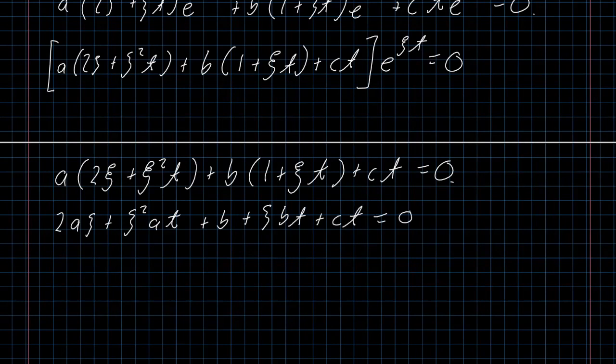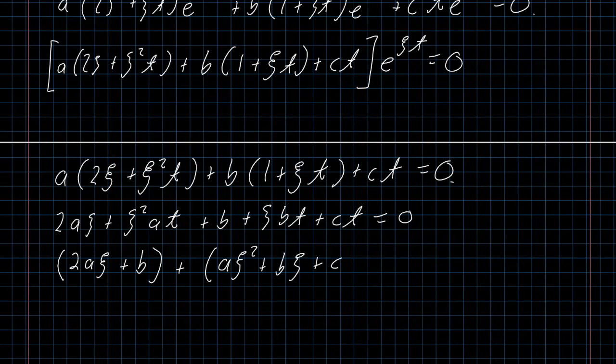And if I take all of my terms that do not have a t in it, that's 2a times c plus b. And if I take all of my terms that do have a t in it, and I factor the t out, that's a times c squared plus b times c plus c.